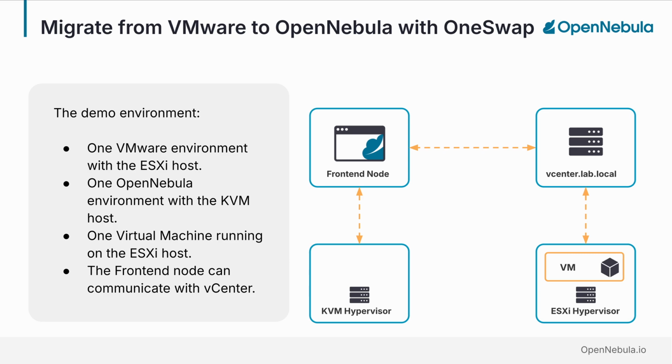There is a virtual machine that we are going to migrate. Currently, it's running on the ESXi node and is rather tiny to speed up the migration process. Note that the migration time heavily depends on the size of the disks and connectivity between the nodes. The front-end node can communicate with the vCenter API. In the scope of this demonstration, we will migrate a virtual machine via the vCenter API. Please refer to the official OneSwap documentation to learn more and leverage other modes.